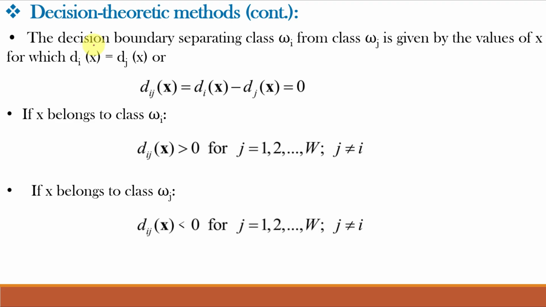Okay, now the other point to remember is the decision boundary separating class omega i from class omega j is given by the values of x for which di(x) is equal to dj(x), or we can say that dij(x) is equal to di(x) minus dj(x), which is equal to 0. So this will be the decision boundary separating omega i from omega j. So if x belongs to class omega i, then obviously dij(x) will be greater than 0. That is, di(x) will be greater than dj(x), and if the class belongs to omega j, then we will get a negative value, that is dij(x) is less than 0, dj(x) is greater than di(x).